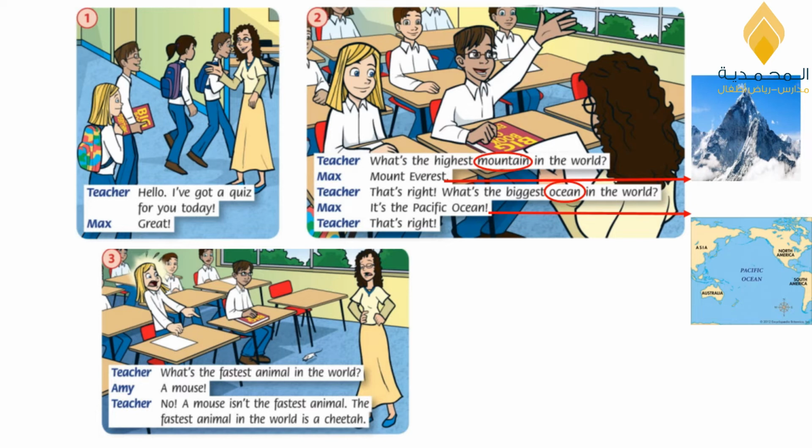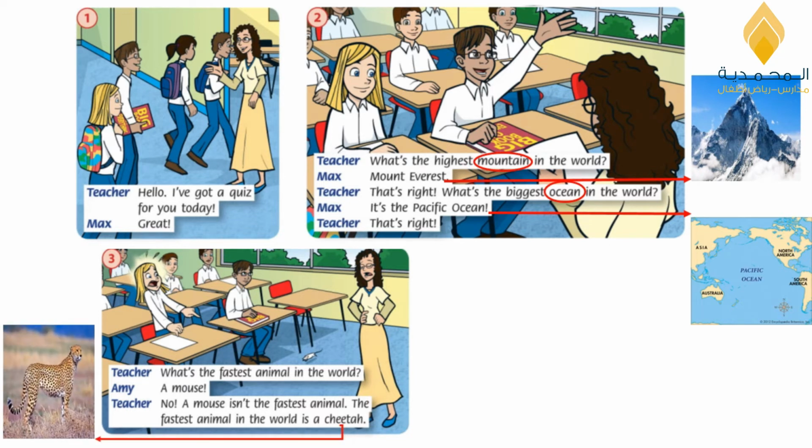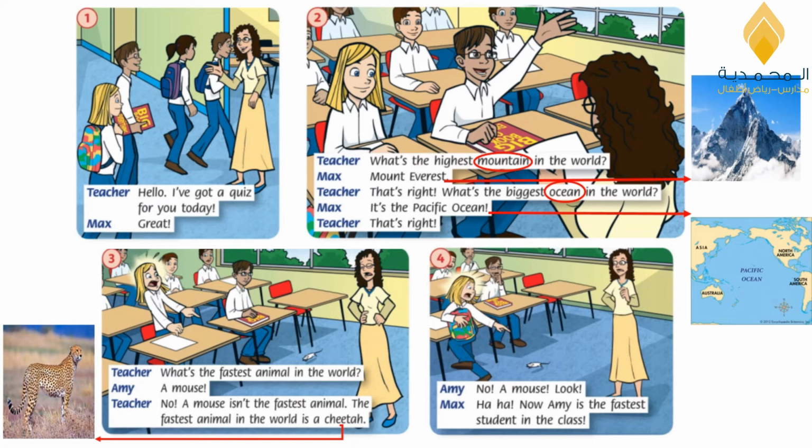Picture number 3. Teacher: What's the fastest animal in the world? Amy: A mouse. Teacher: No, a mouse isn't the fastest animal. The fastest animal in the world is a cheetah. Picture number 4. Amy: No, a mouse, look. Max: Now Amy is the fastest student in the class.